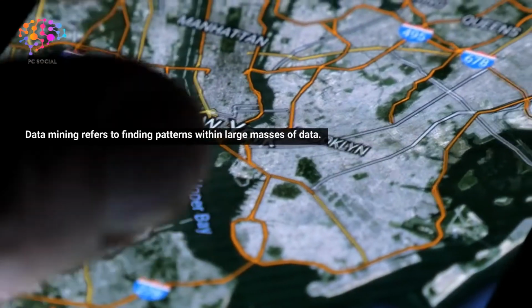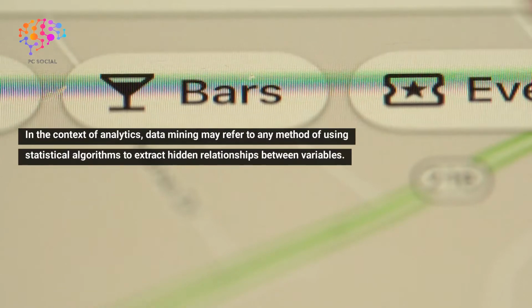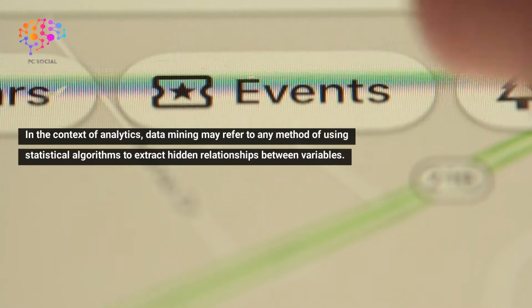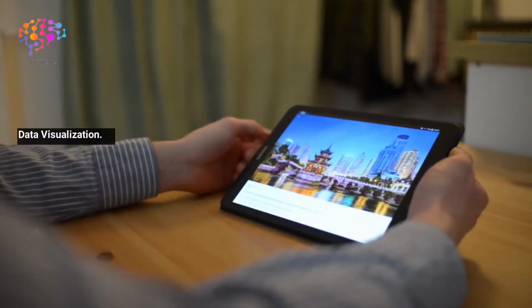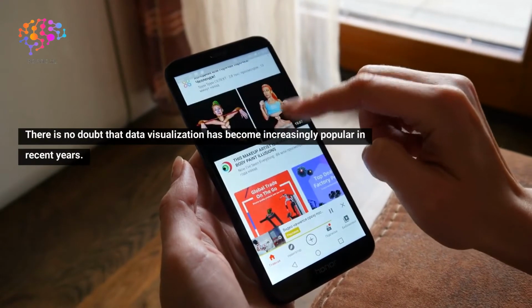Data mining. Data mining refers to finding patterns within large masses of data. In the context of analytics, data mining may refer to any method of using statistical algorithms to extract hidden relationships between variables. Data visualization. There is no doubt that data visualization has become increasingly popular in recent years.